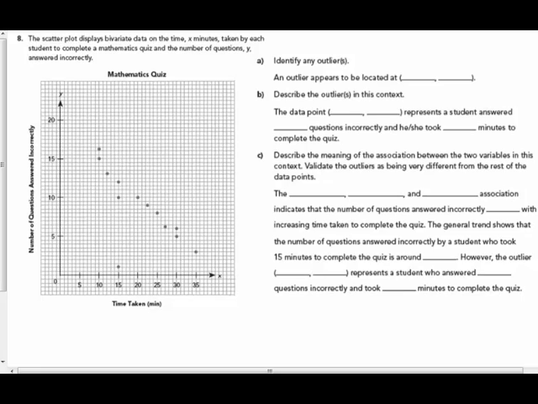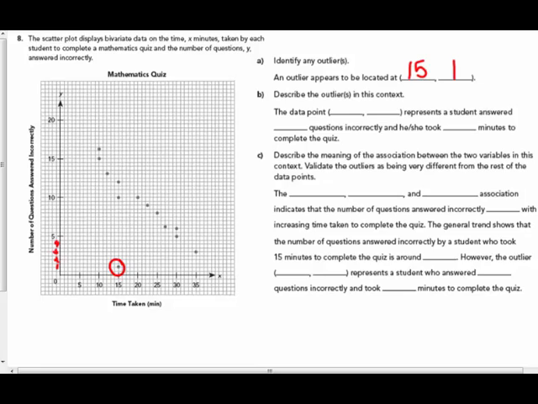An outlier is a piece of data that just doesn't appear to be in line or in that strong association with the others. This point right here, at 15 minutes, they count up 2 boxes, that would be 1, then 2, then 3, then 4, then 5. So every 2 boxes up is 1. So for this point, 15 is the x value and 1 is the y value.